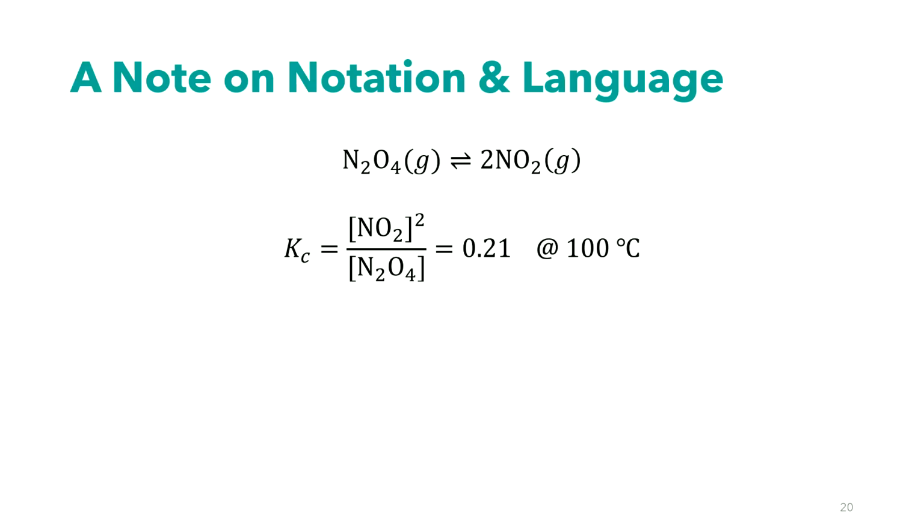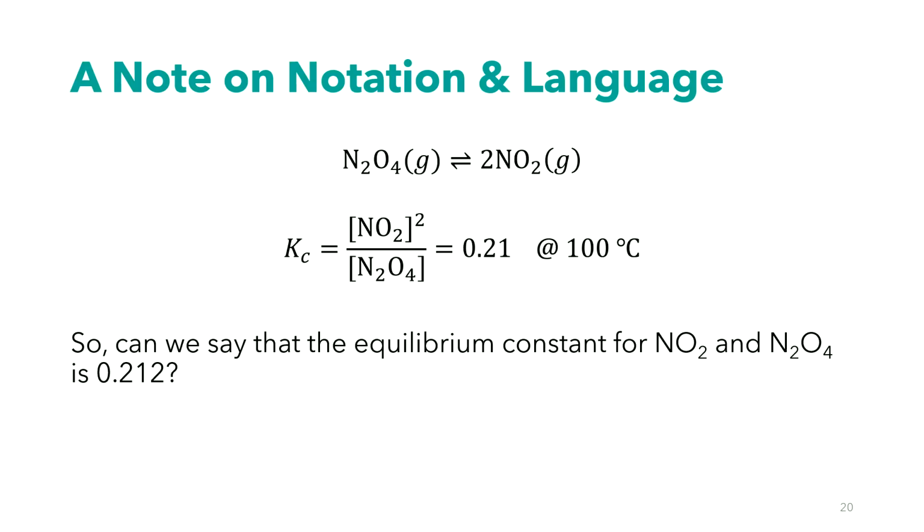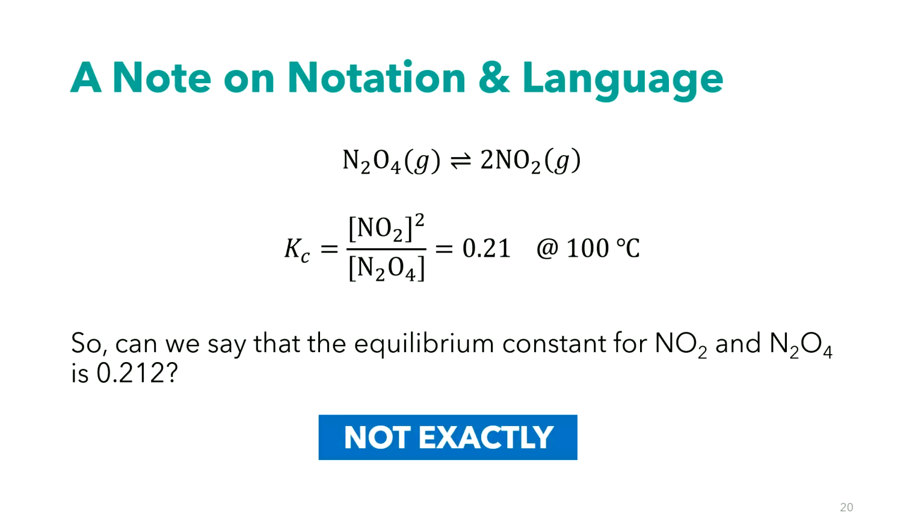All right, a note on notation and language, fun asides. This was the first thing that we did, this N2O4 to 2NO2. We wrote that calculation. We said, hey, Kc is 0.212. So now, can we say that the equilibrium constant for NO2 and N2O4 is 0.212? And the answer is no, not exactly. I can say that Kc is 0.212 for just this specific reaction as written.